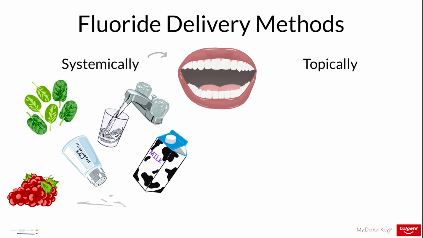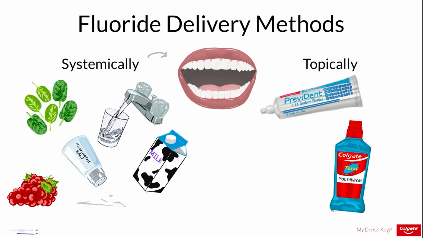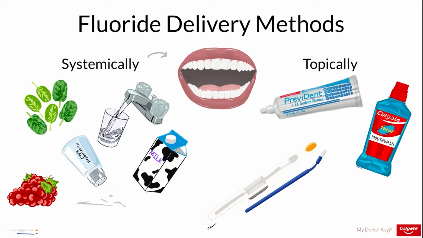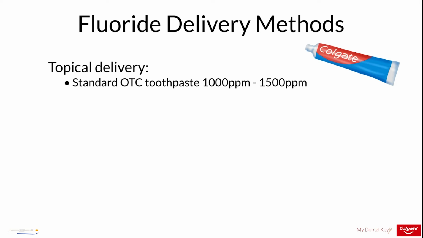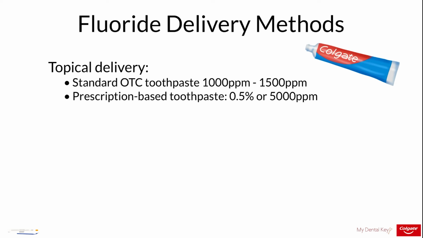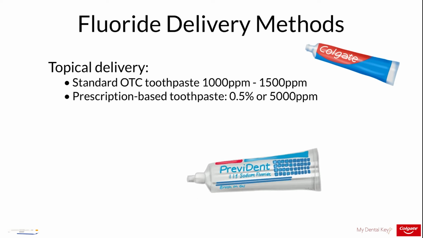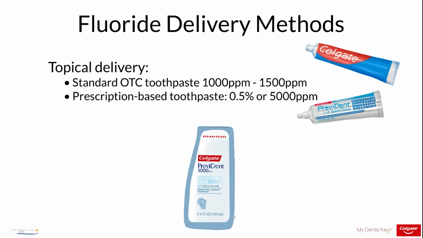Topical delivery of fluoride can come from toothpaste, mouthwashes, and mouth rinses, or professionally applied fluoride varnishes, foams, and gels. Standard over-the-counter toothpaste has effective fluoride concentration ranging from 1,000 ppm to 1,500 ppm. The desired amount of fluoride in toothpaste depends on age, caries risk, and natural fluoride exposure. For patients who have less exposure to fluoride, prescription toothpaste can be prescribed at 0.5% or 5,000 ppm.